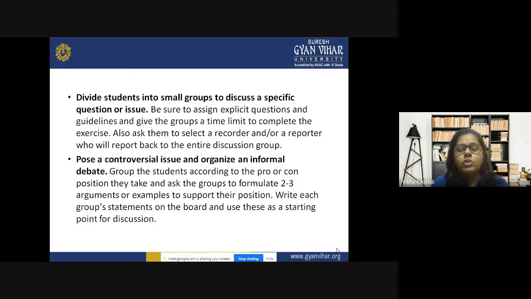Pose a controversial issue and organize an informal debate. Group the students according to the pros and cons position they take, means the merits and the demerits, advantages or the disadvantages they take, and ask the groups to formulate 2 or 3 arguments or examples to support their position. Write each group's statements on the board and use these as a starting point for discussion.